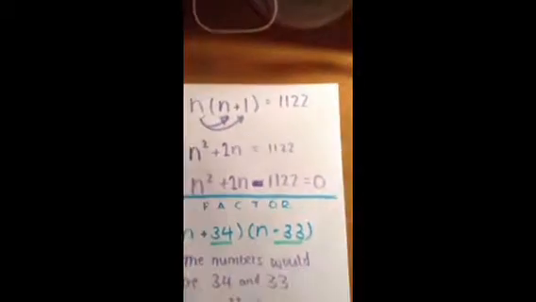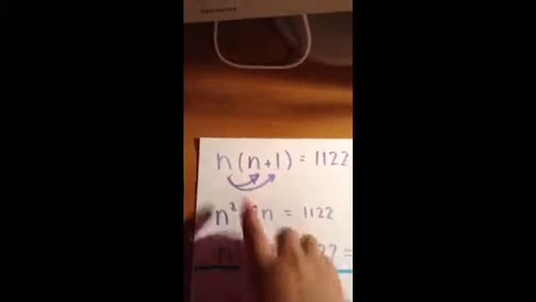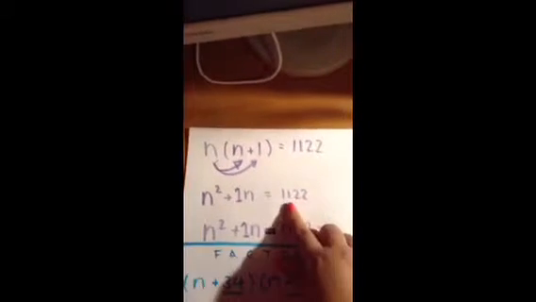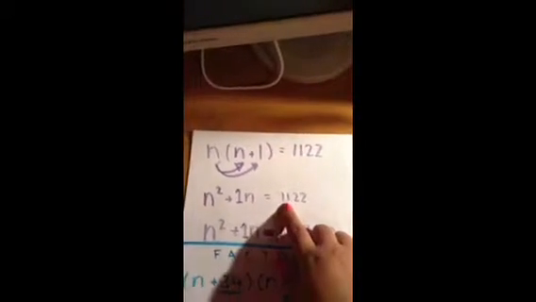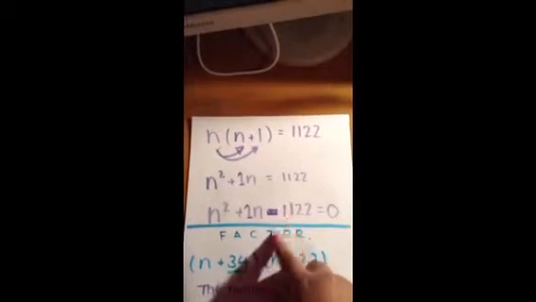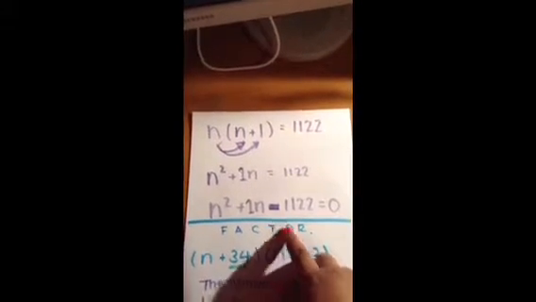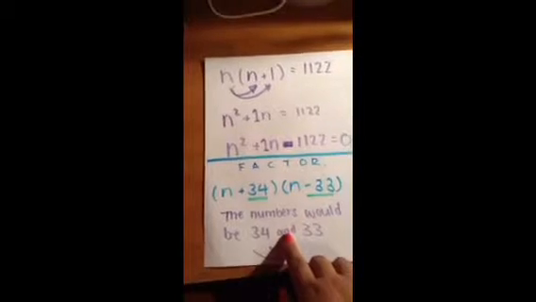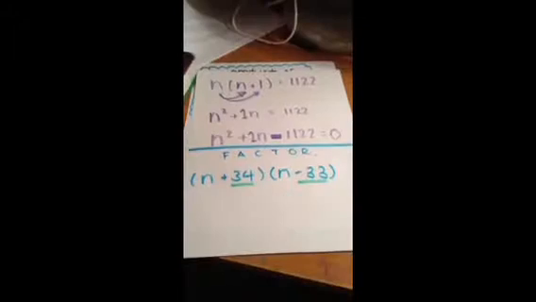I solved it in the back here, and I distributed it here. So I multiplied n and n, n squared, n times 1, 1n, and it's equal to 1122. And then after here I brought it over because we would have to make it equal to 0. And so to actually solve the question, we would have to factor. Looking back at the question, it's to figure out what the numbers are. We would actually have to factor this answer.